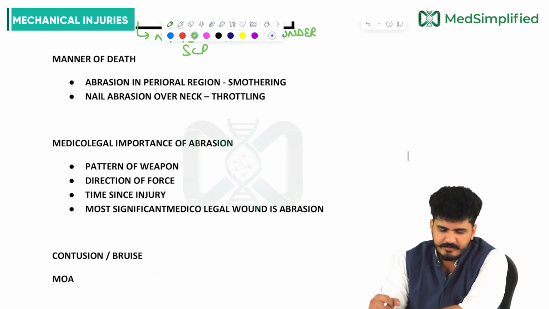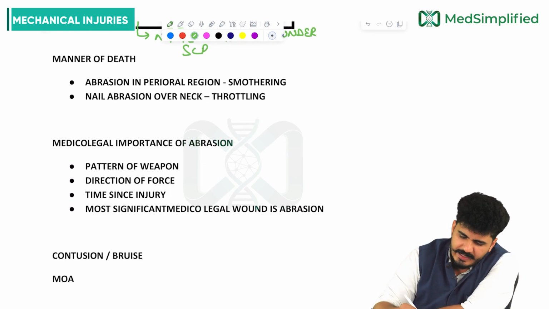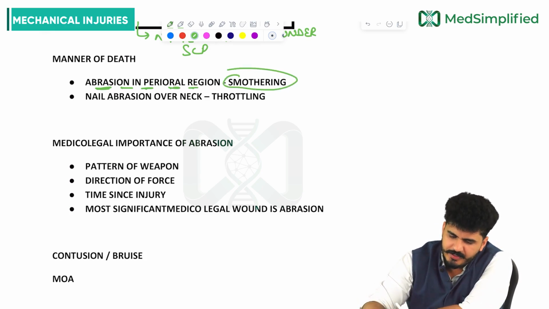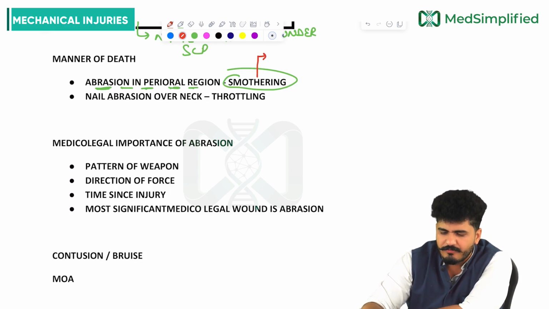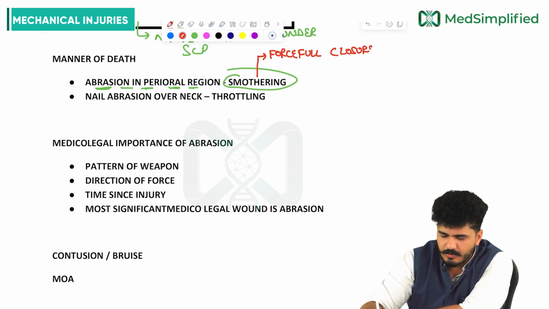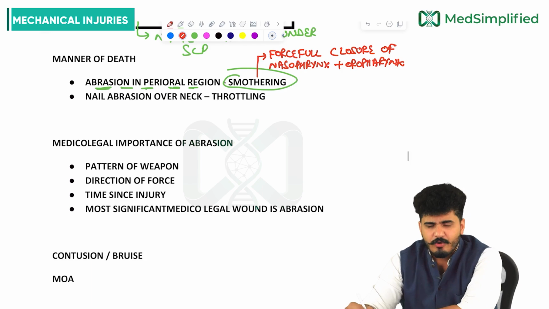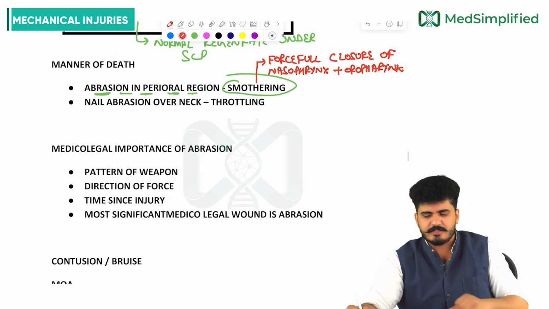Now coming to the manner of death. Manner of death, guys. Abrasion in the perioral region: if abrasion is there on the perioral region, that means smothering has happened. What is smothering? The word smothering means forceful closure of the nasopharynx plus oropharynx. Forceful closure of nasopharynx plus oropharynx is there in the smothering, my dear friends.